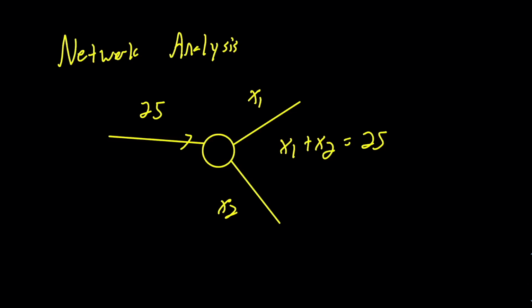Each junction in a network gives rise to a linear equation, so you can analyze the flow through a network composed of several junctions by solving a system of linear equations. The next example will elaborate on that.